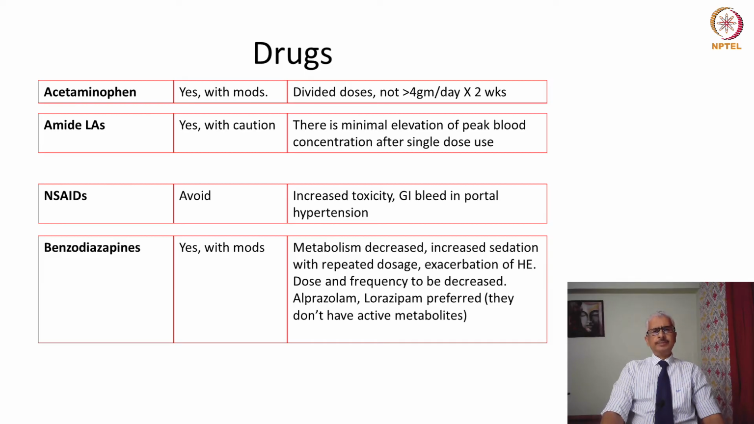Benzodiazepines, yes, they can be used. However, we have to remember that their metabolism is decreased and there is increased sedation with repeated dosage. And in patients who are having hepatic encephalopathy, there is a likelihood of exacerbation of hepatic encephalopathy, and therefore the dose and frequency need to be decreased. When compared to diazepam, alprazolam and lorazepam are preferred because they don't have active metabolites. So the possibility of increased sedation and exacerbation of hepatic encephalopathy is relatively less when compared to diazepam.